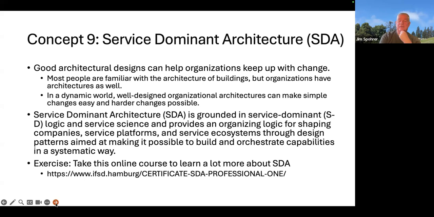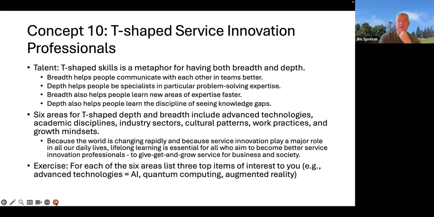through design patterns aimed at making it possible to build and orchestrate capabilities in a more systematic way. And as an exercise, this is a link to an online course to learn more about service dominant architecture. It's got about 100 slides, but it could be something that some learners would like to go out and do. I've done it, and I thought it was fantastic.